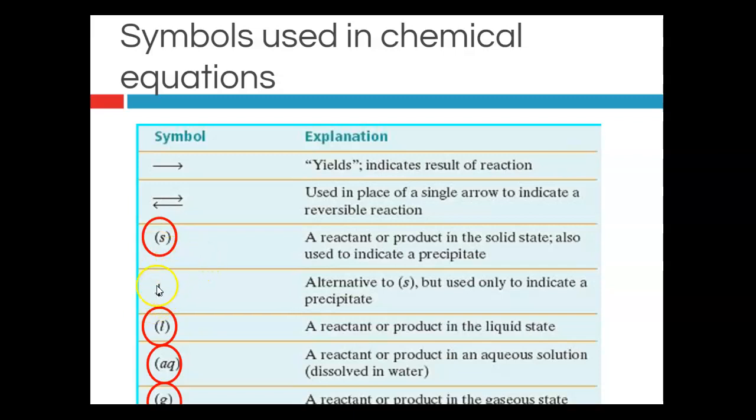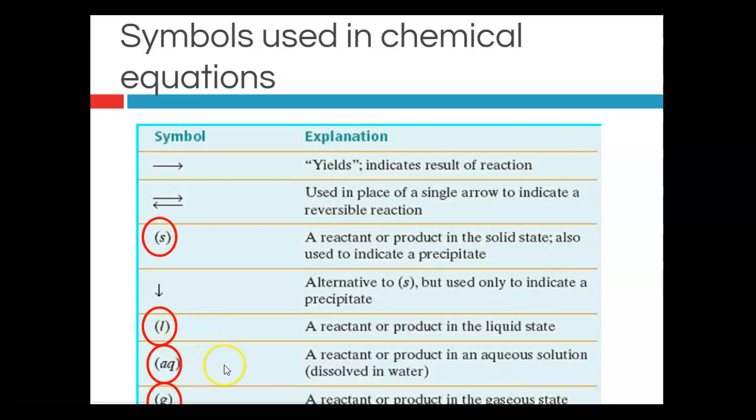This down arrow is sometimes used to indicate solid, but this is only used if we have a precipitate form on the product side. So you won't see this one very often. You're going to more often use just the s, and that can be used either on the reactant side or the product side. If you see an l, that means that the reactant or product is in the liquid state. This applies very frequently to water, but sometimes we'll see water in the gas phase also. But an l means liquid.